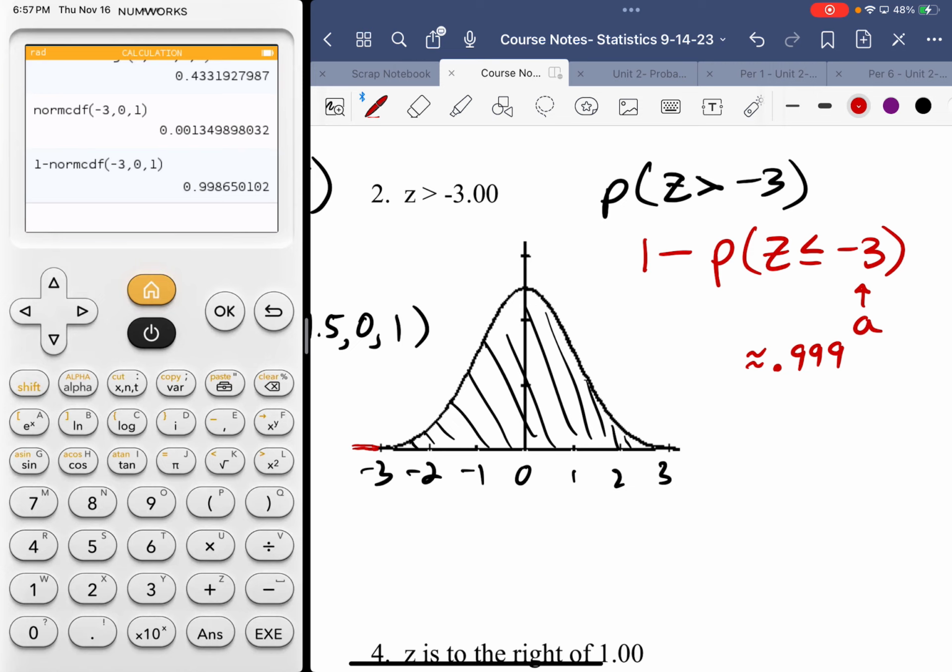A lot of folks prefer to go with the norm CDF range method, though. And it's like, well, how do I do a range if I don't have two different bounds? So I'll show you real quick. I'm just going to write down what I typed in the calculator here just so you have it. You could do 1 minus norm CDF, we did -3, 0, 1, or you could do a norm CDF range.